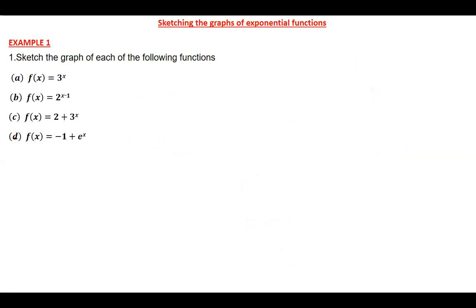D says the function f of x is equal to -1 plus e to the power x. This question is also very simple. First of all, you also have to identify the horizontal asymptote. The horizontal asymptote is just y equal to this number here, which is -1. So y is equal to -1 is our horizontal asymptote.